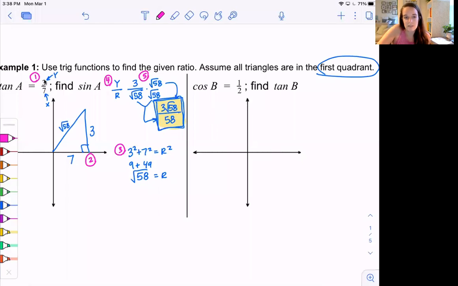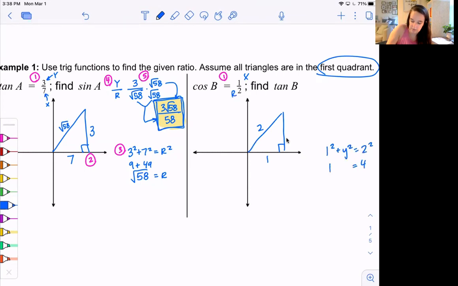So first step is to notice what do I have, right? Since this is cosine, you might be thinking from earlier, oh, I know that that is x over r. So my x is 1 and my radius is 2. So I'm going to find tangent. Tangent is y over x, so I need to find my y here. So I'm going to use Pythagorean theorem. We have 1 squared plus y squared equals 2 squared.